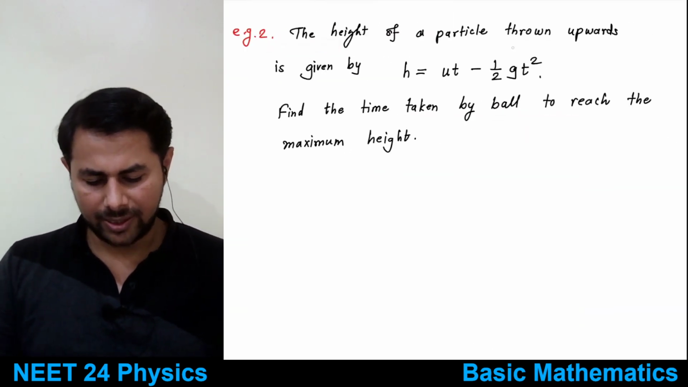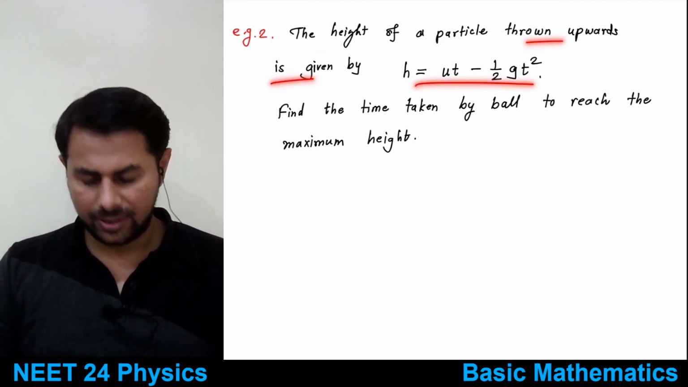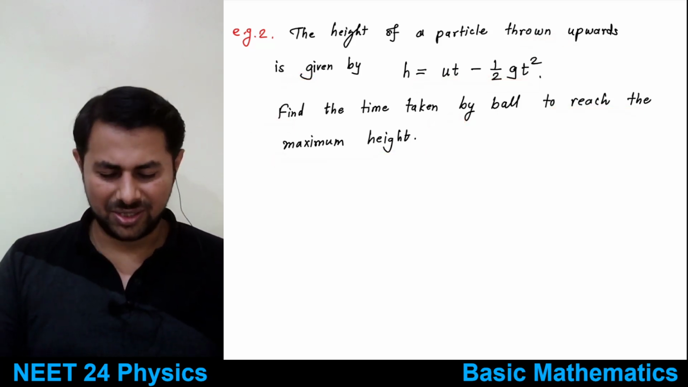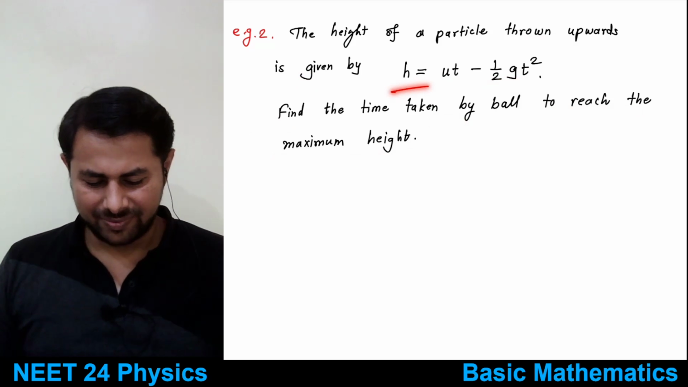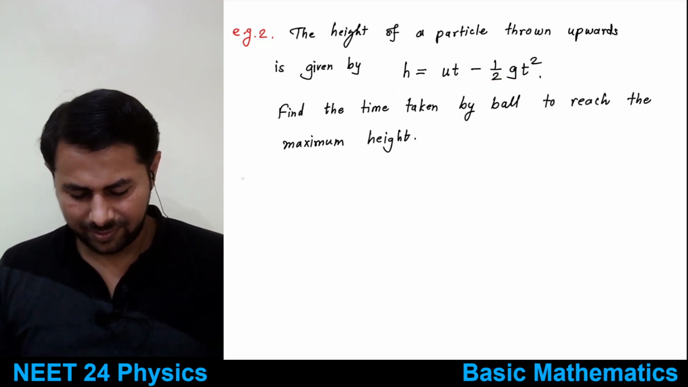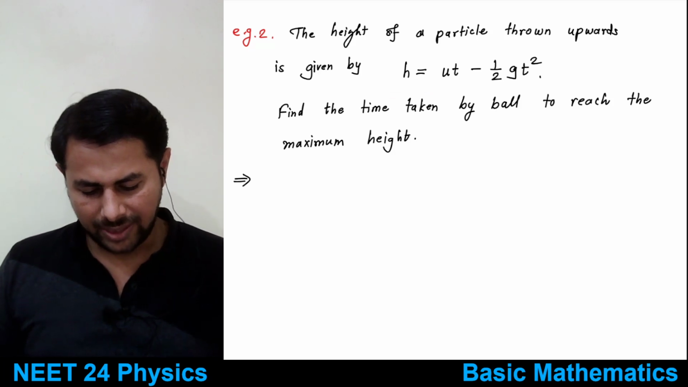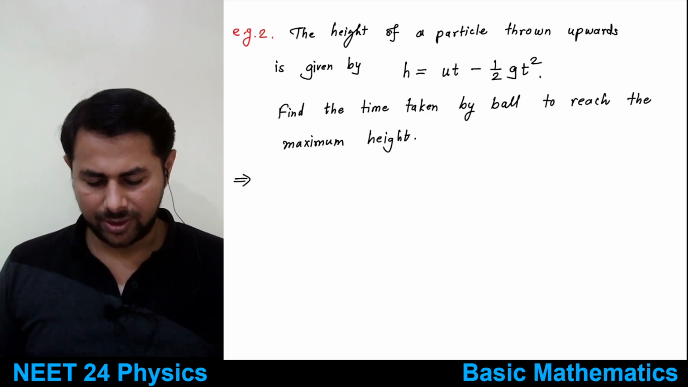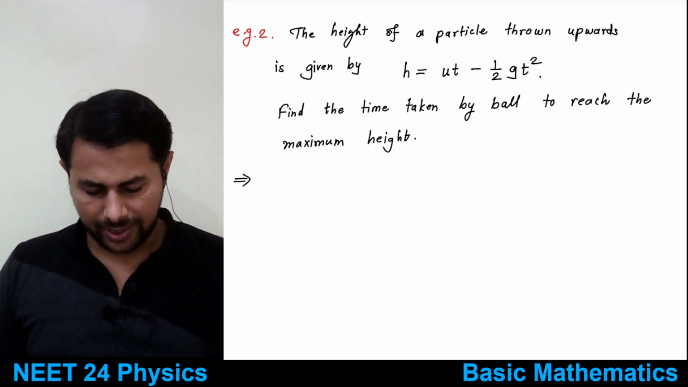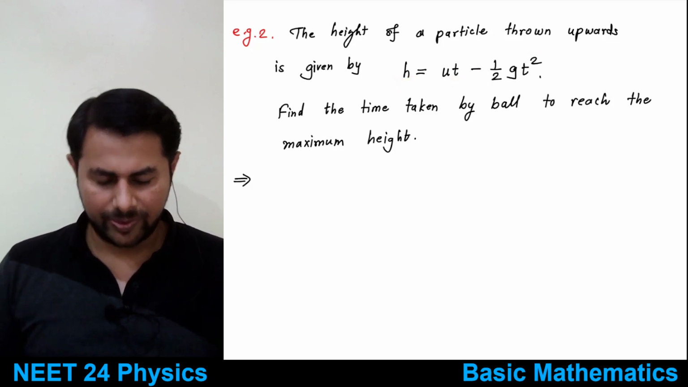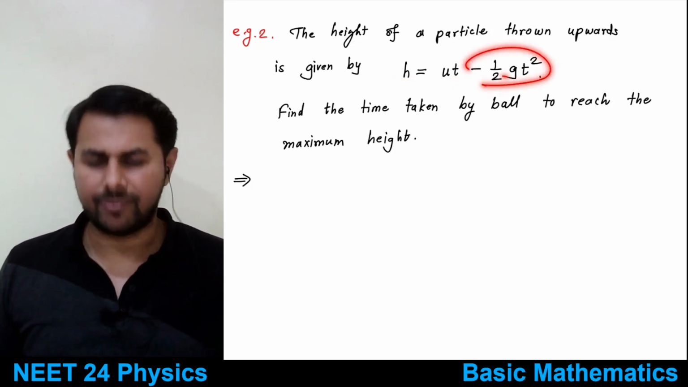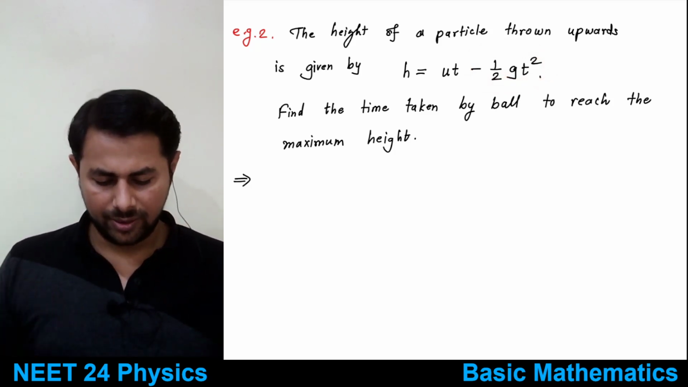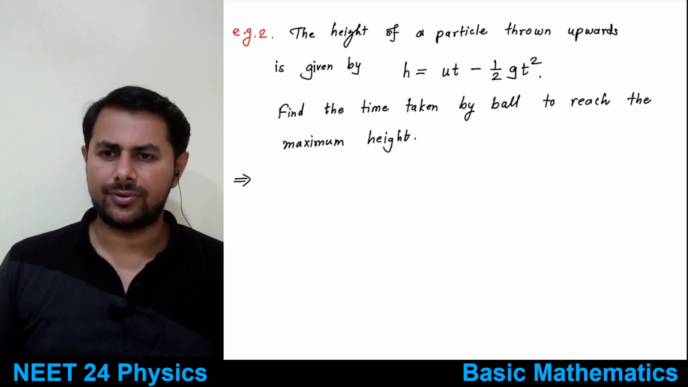The height of a particle thrown upwards is given by this thing. Find the time taken by the ball to reach the maximum height. This is the question, a physics question, right? So h is equal to ut minus half of gt square. This is the height of a particle thrown upwards, and h is a function of t, and we want to find out the time at which the height is maximum. That's what we want to find out.